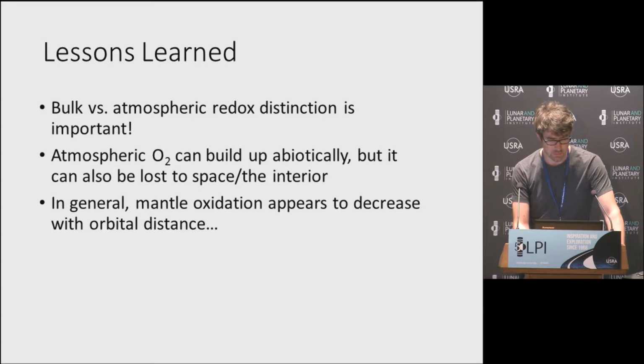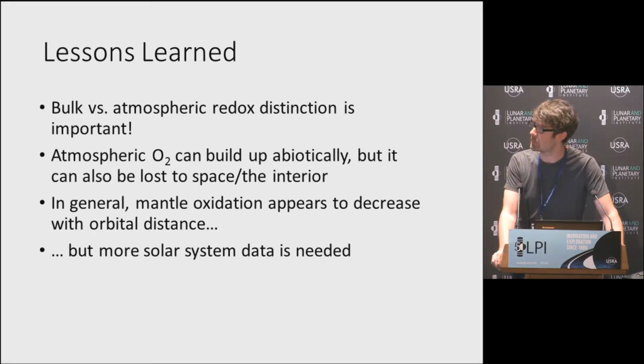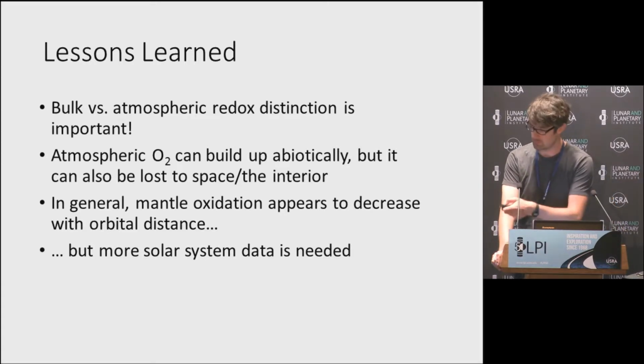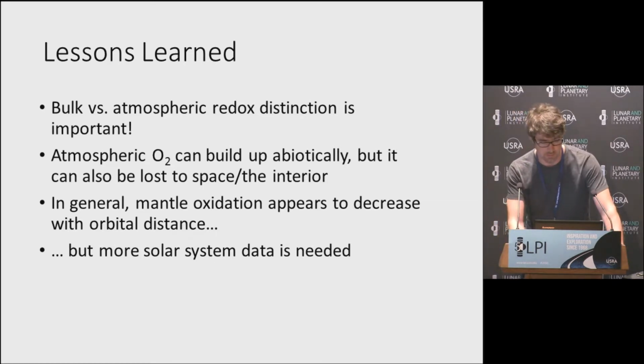Okay, so I want to go on to talk about exoplanets in a moment, but before I do that, what lessons have we learned by thinking about the solar system? First of all, I think the distinction between the planet's bulk redox state versus its atmospheric redox state is extremely important, primarily because you can build up O2 in the atmosphere abiotically, but it's also extremely easy to lose it either to space or to the planet's interior. In general, I think a case can be made that upper mantle oxidation decreases with orbital distance, but we need more solar system data, and I think a surface Venus mission would be pretty high up in that list of targets.